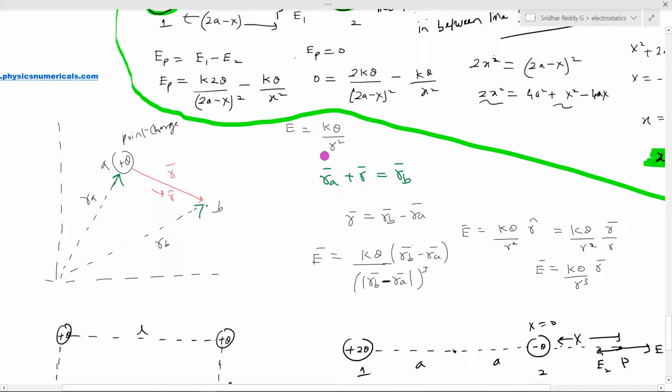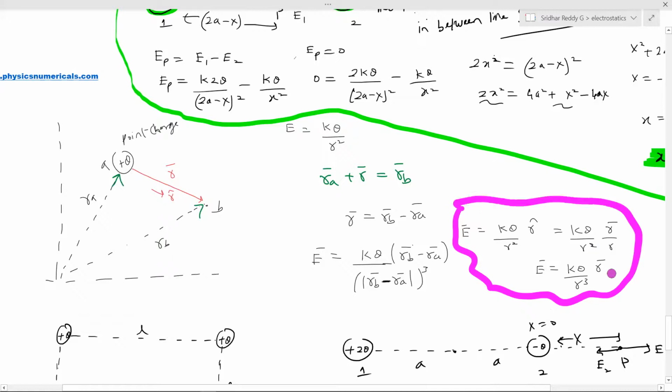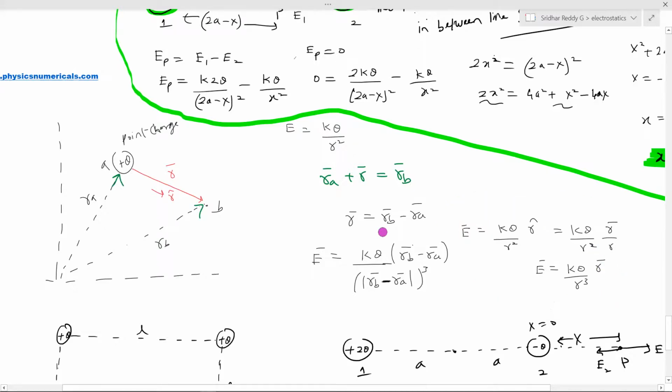So now how do you define the electric field strength in the vector form? This part will be magnitude into unit vector R cap. What is R cap? Further, we'll write it as R bar by R. Now, KQ by R square into R bar by R. This part is very important. So what is R bar? RB bar minus RA bar. What is R? Mod of RB minus RA. So this will be the vector form of electric field due to a point charge.